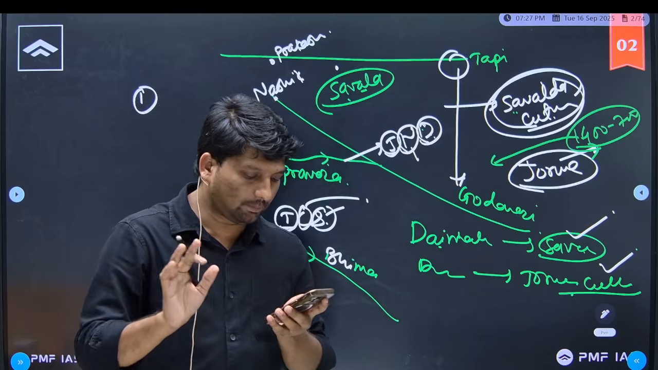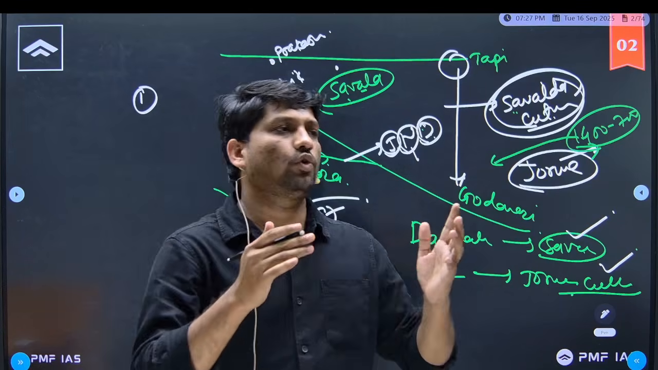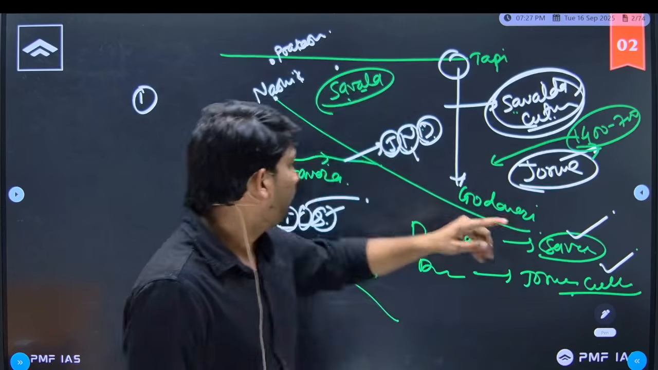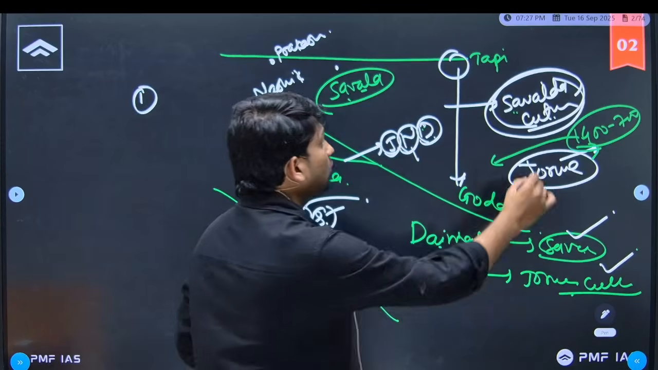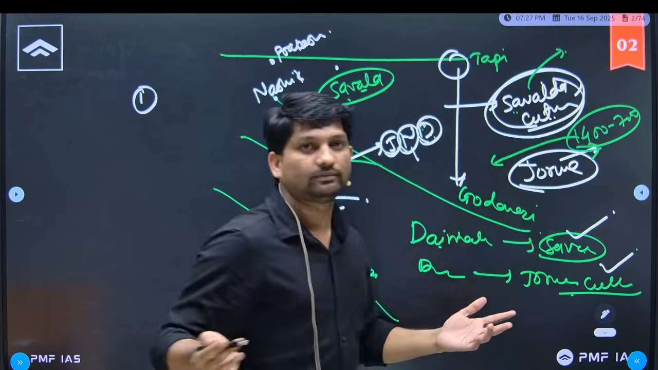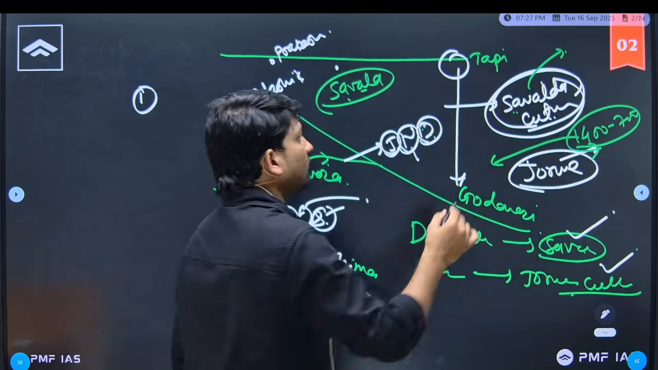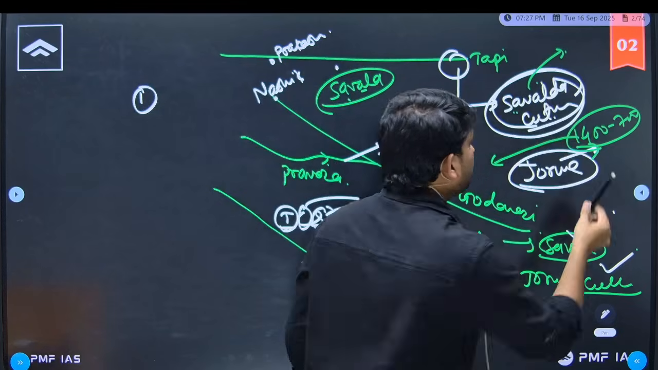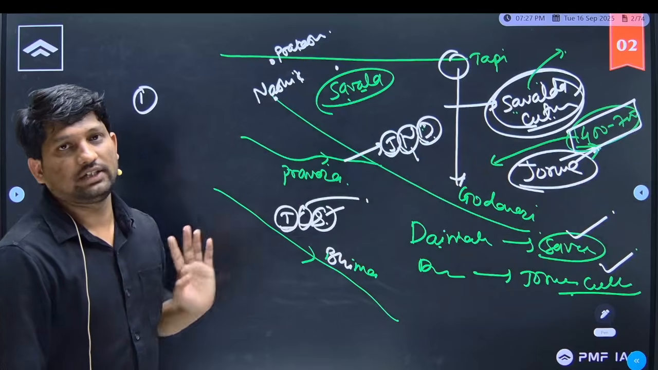So there is no problem for anyone. Okay. Because this is too confusing. Because what people think is that if Daimabad shows Jorwe culture, it should not show this Savalda culture. Why? It can have a different way of life initially, so it shows this Savalda culture. After some period, during this 1400 to 700, it is showing this Jorwe culture.